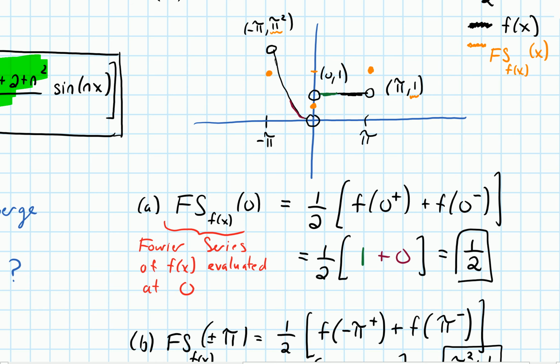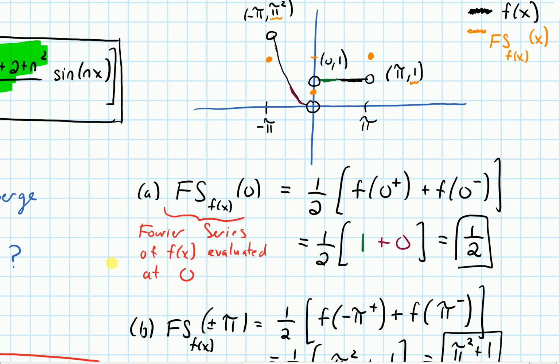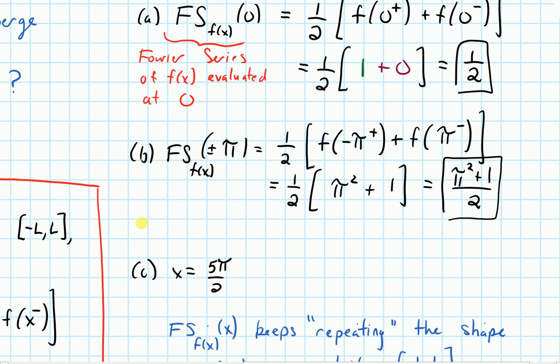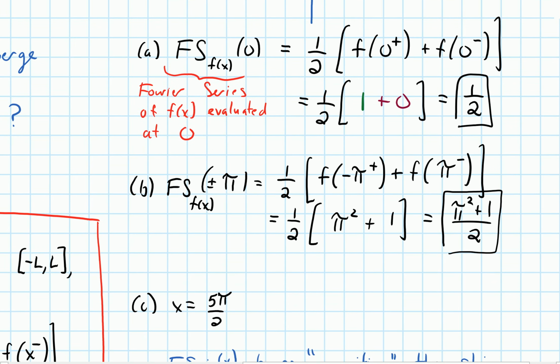Okay, now let's answer the last part of this problem. What is the Fourier series going to converge to at 5 pi over 2? The thing about 5 pi over 2 is, notice that this is outside the interval that our function was defined on. It's outside the interval from negative pi to positive pi, because we know what the Fourier series is going to converge to on that interval. The convergence theorem tells us. And remember, the negative pi and the positive pi are the negative L and positive L here.